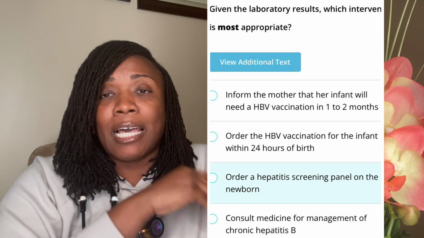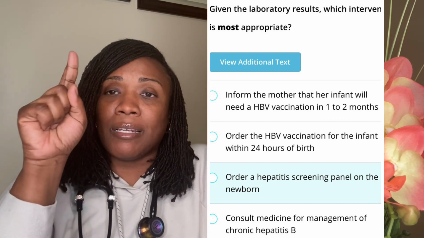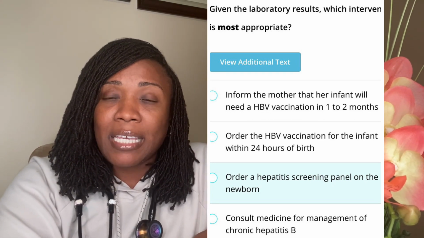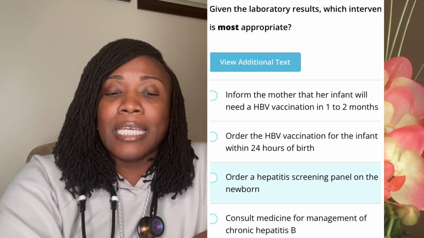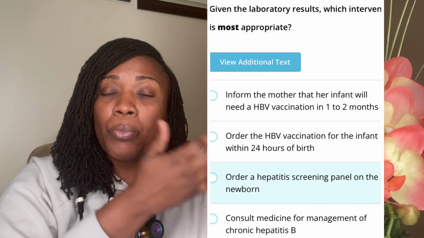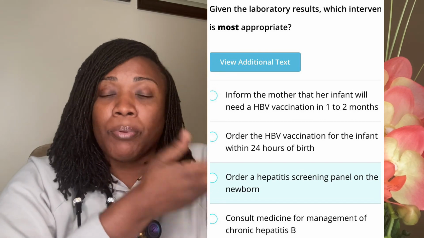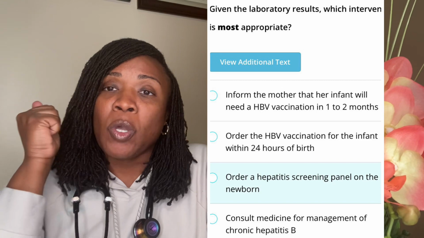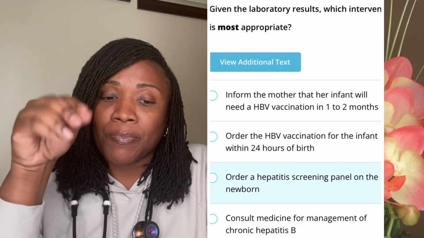And they actually have series of instances where they have to get up to 3 of these vaccinations. So HBV is a hepatitis B vaccination. So it looks like, given the laboratory results, which intervention would be most appropriate for a newborn baby? Most appropriate. So it's telling you that all of these answers are correct, most appropriate. Which one would you look into doing first?